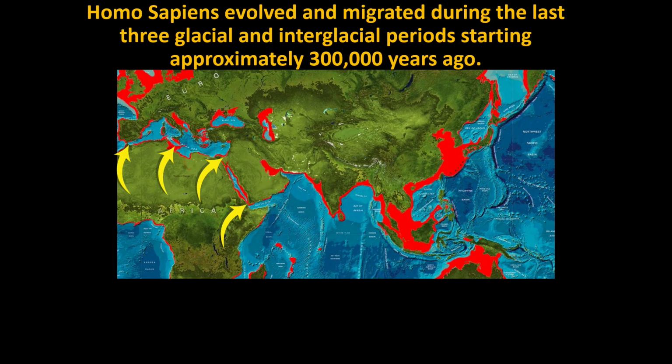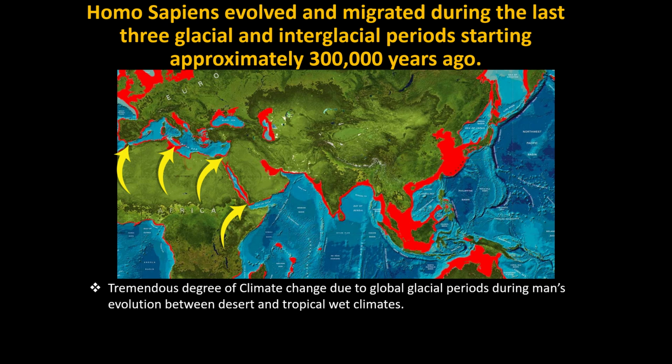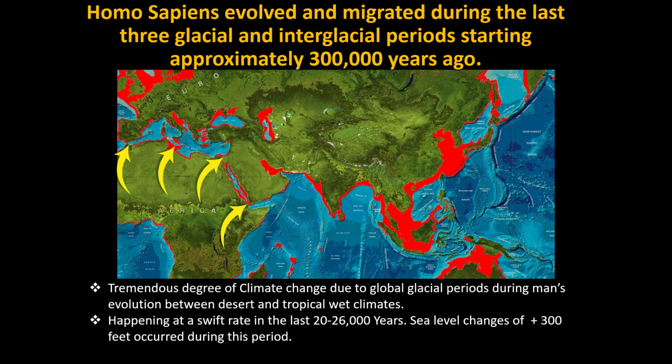Homo sapiens evolved and migrated during the last 3 glacial and interglacial periods, starting approximately 300,000 years ago. There was a tremendous degree of climate change due to global glacial periods during man's evolution between desert and tropical wet climates. Sea level changes were happening at a swift rate in the last 20 to 26,000 years. Sea level changes of up to 300 feet occurred during this period.